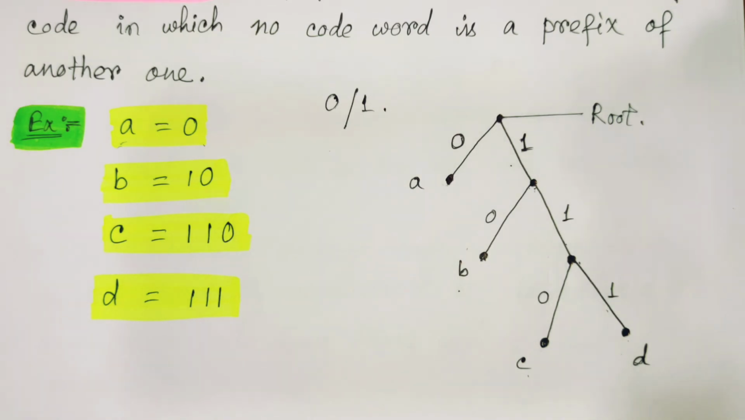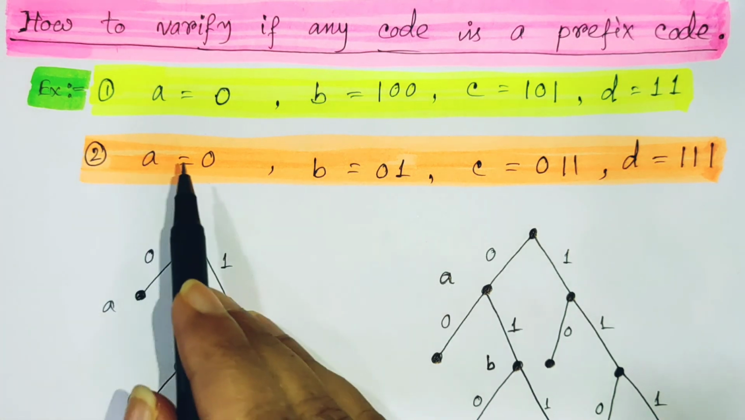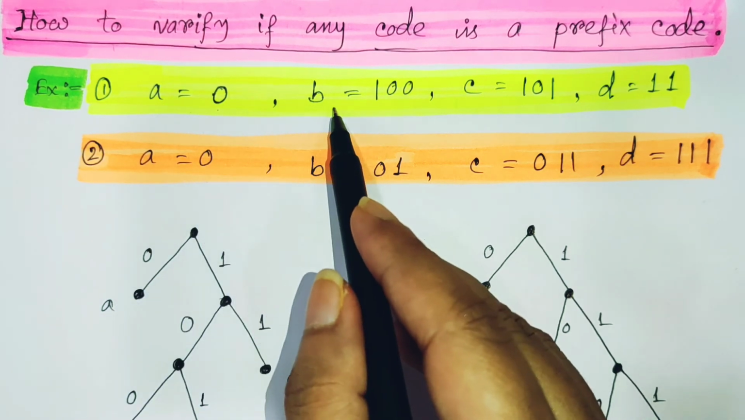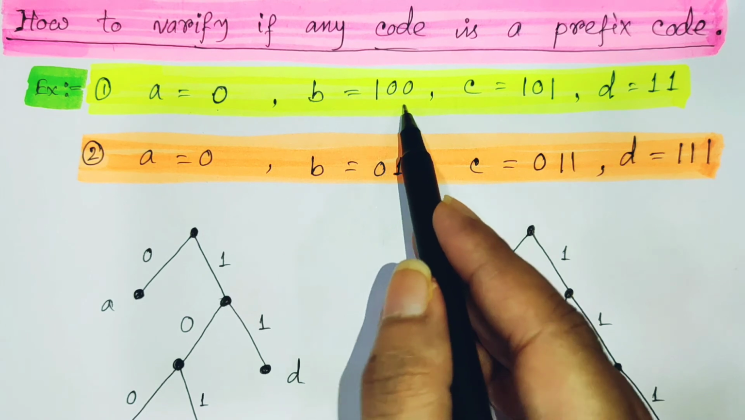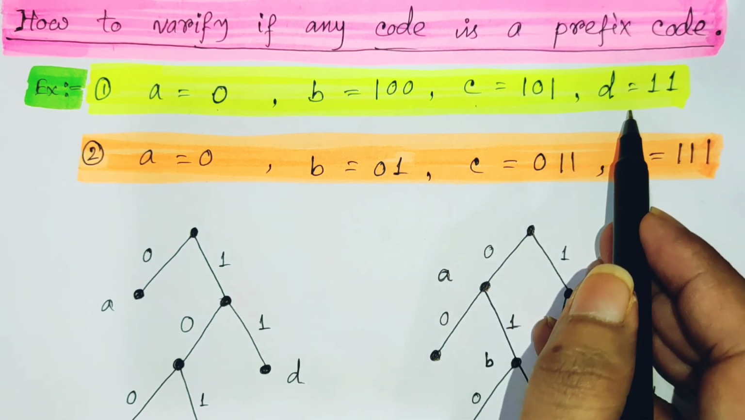But how can we understand that these are actually prefix codes? What is the identification of it? For that, with an example again, we are going to understand whether the given codes are actually a prefix code or not. To verify that, I am taking two examples. One set of variables is: A, its code is 0; B, its code is 100; C, its code is 101; and D, its code is 11.